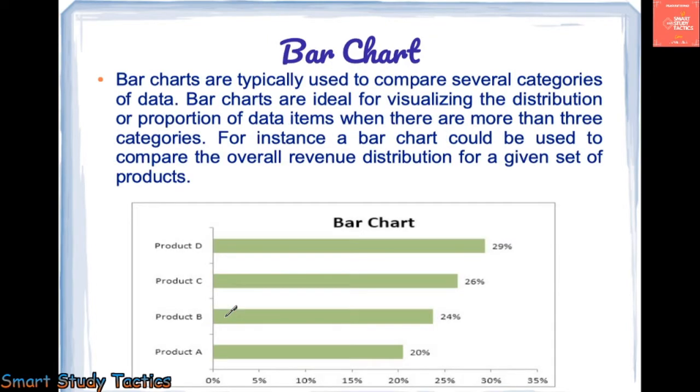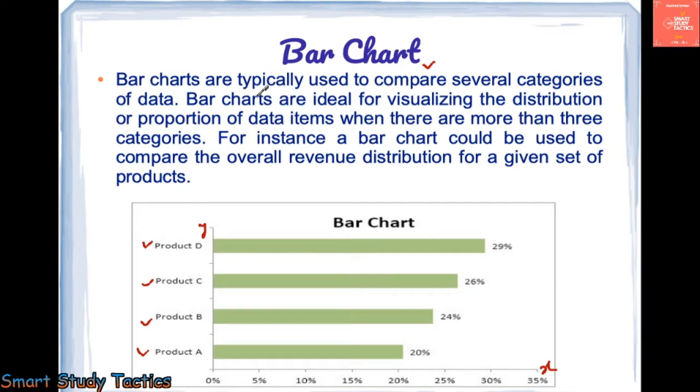Okay, now we have the bar chart. As I told you, the bar chart represents the data in horizontal form. So you can see here products A, B, C, D, and we are representing the values in this way. So it is the y-axis and it is the x-axis. The axes remain the same, only the definition and the categorization differ. Bar charts are typically used to compare several categories of data. As you can see, we have several categories.